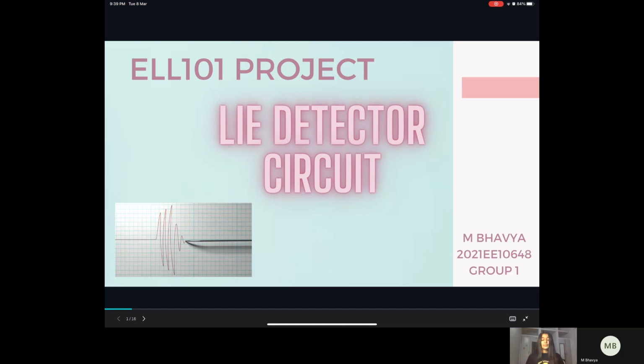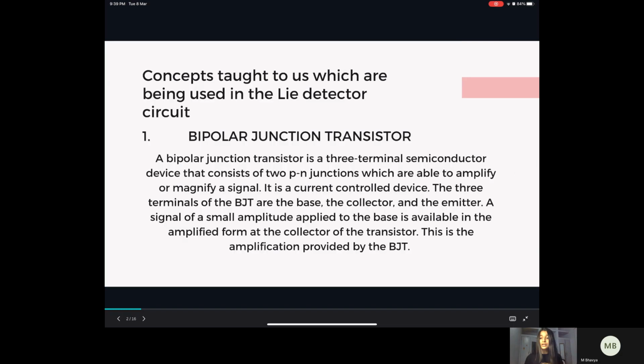So, greetings everyone, I'm Bhavya, and this is my project for ELL101, which is a lie detector circuit. Before I start off with the main circuit, I would like to reflect upon the concepts which I learned in the classroom, which are used in the lie detector device.